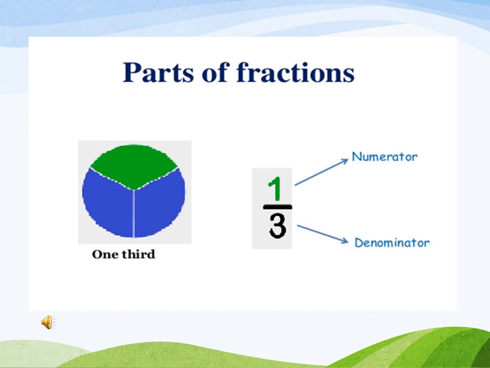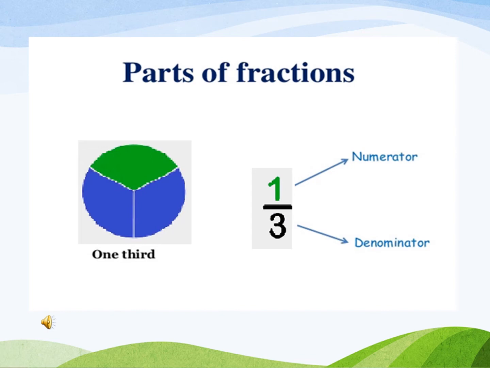3 is the whole number. It means the circle is divided into 3 equal parts. This is called the denominator. And only one part is green, which is mentioned above in the fraction. This is called the numerator. The upper part is the only one portion of this circle.